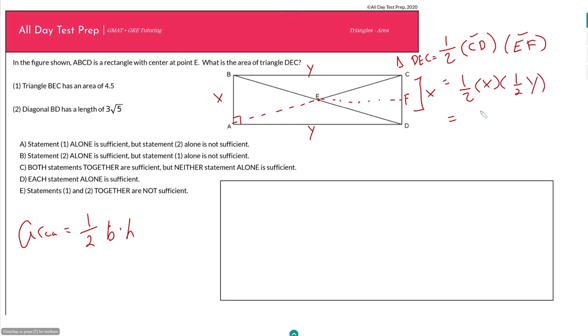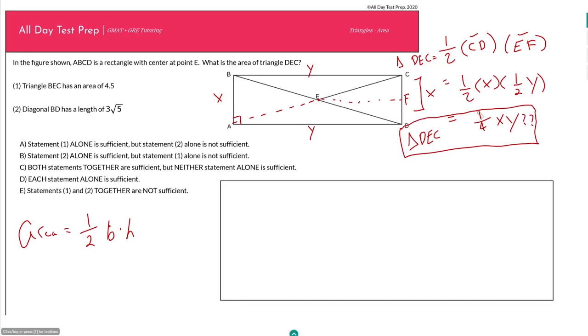Therefore, the area for triangle DEC is just 1/4 X times Y. So we can think of our question. Remember, all we've done so far is we haven't looked at our statements. We've just looked at our prompt. But really, we've sort of rephrased our question.